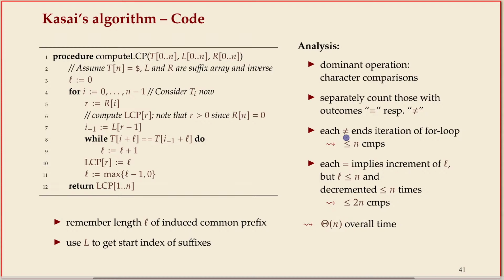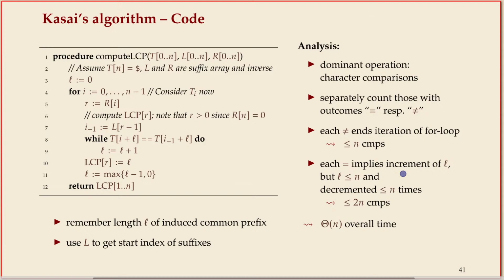The not equals are easy because whenever I have a not equal, I skip this inner loop, so I can only have one mismatch for each outer loop iteration. So there's at most n such comparisons where the outcome is not equal.